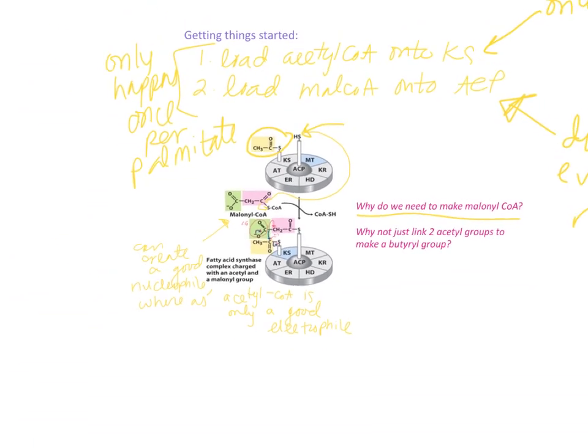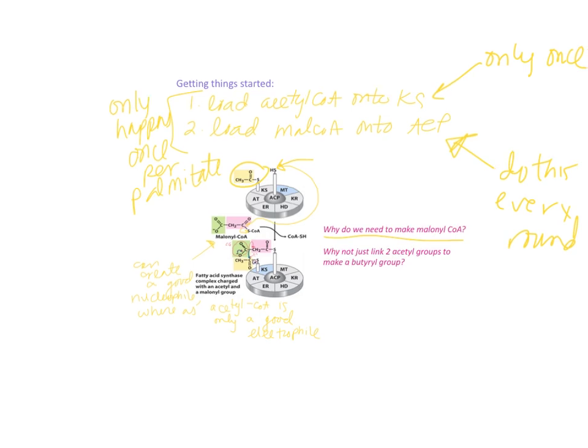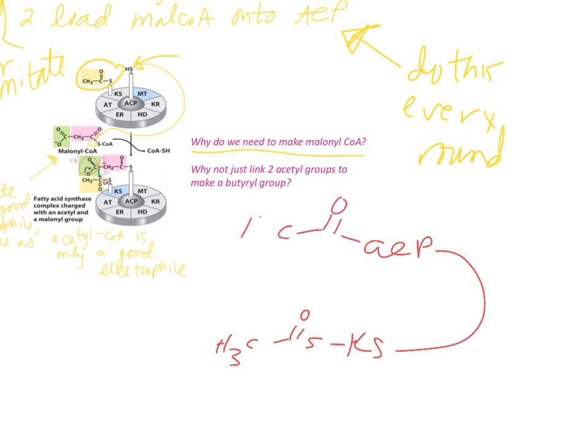So the reason that we make malonyl-CoA is because malonyl-CoA is able to generate a good nucleophile, whereas acetyl-CoA is not able to generate a good nucleophile. So if you had loaded up two acetyl-CoAs, let's do ACP to KS, this is how I like to do it. Let's say you had loaded up an acetyl-CoA on KS, and you loaded up an acetyl-CoA on the acyl carrier protein. There's no way that these two can react with each other. They're both electrophiles. Okay, so that's why.